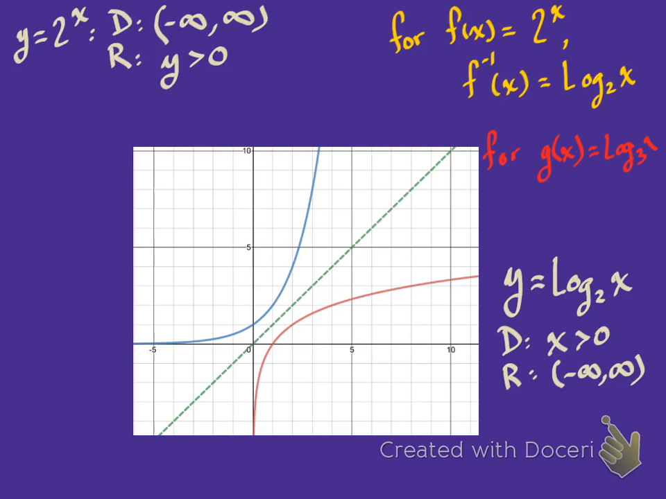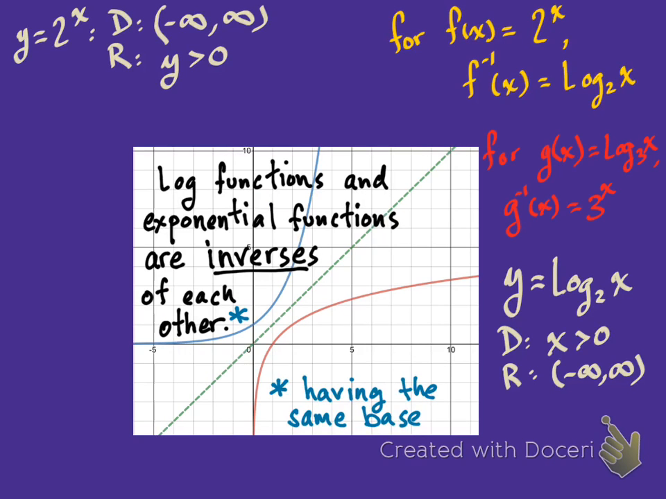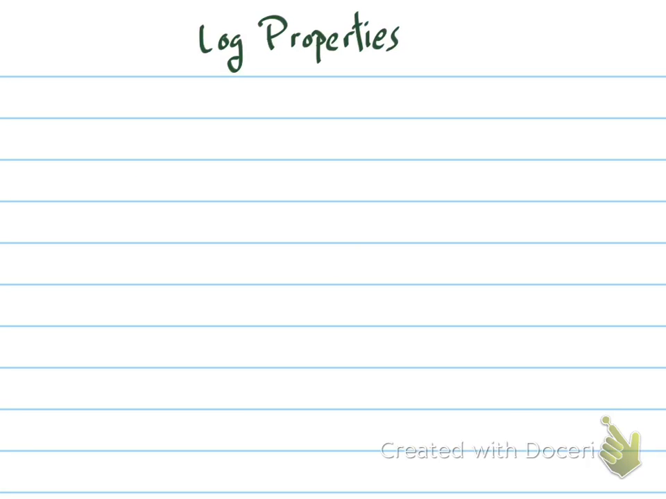If I had g of x equals log base 3 of x, its inverse is 3 to the x. So you can say here in general that log functions and exponential functions are inverses of each other as long as they both have the same base. Okay? Alrighty, so let's get started here with talking about the log properties.